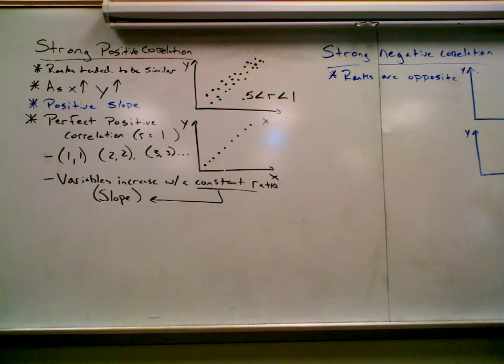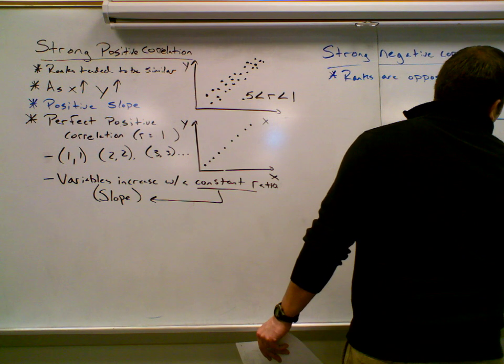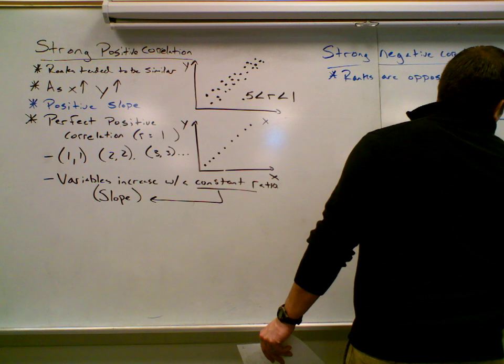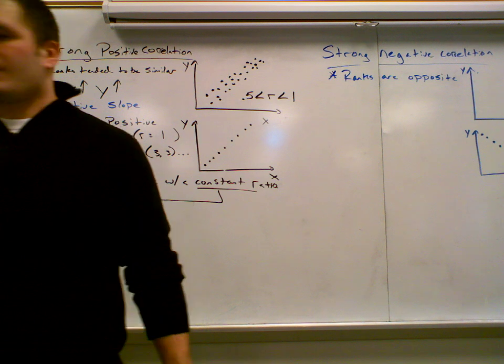So ranks are opposite, right? If it's that perfect negative relationship, like Josh and I were talking about, my 1 was his 9, and his 9 was my 1, okay? And all the rest would kind of fall along that line. That'd be a perfect negative correlation.